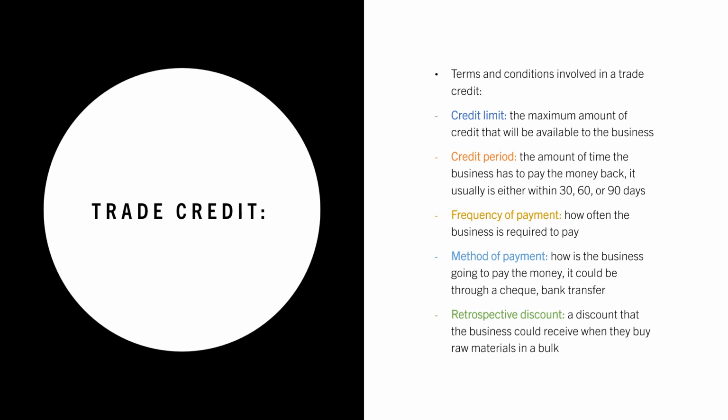Frequency of payment, how often is the business required to pay? The method of payment, how is the business going to pay their money? It could be either through a check or a bank transfer. And the retrospective discount, a discount that a business could receive when they buy raw materials in bulk.